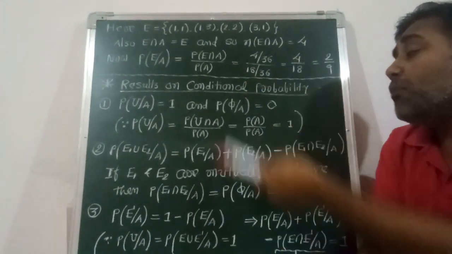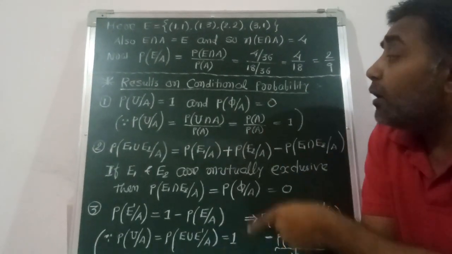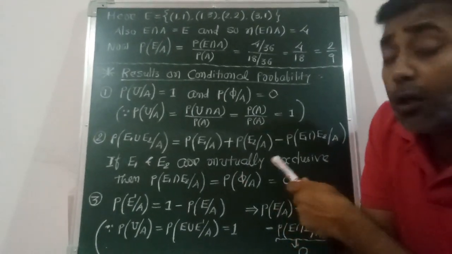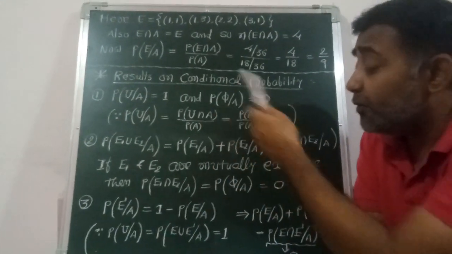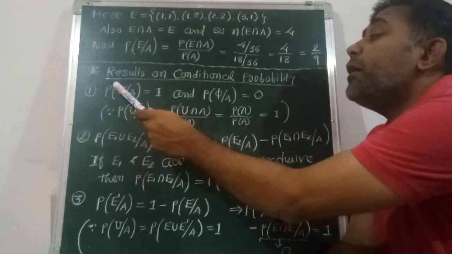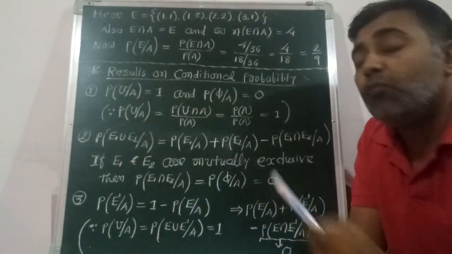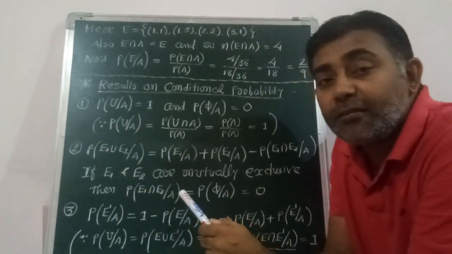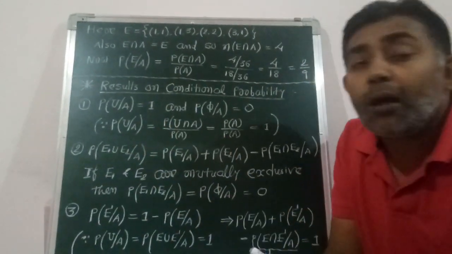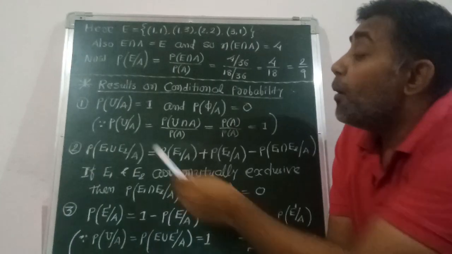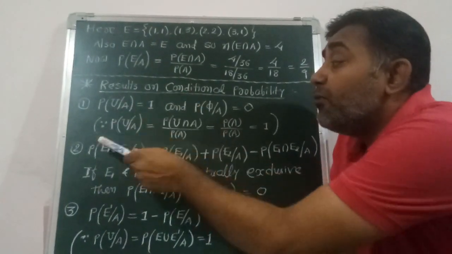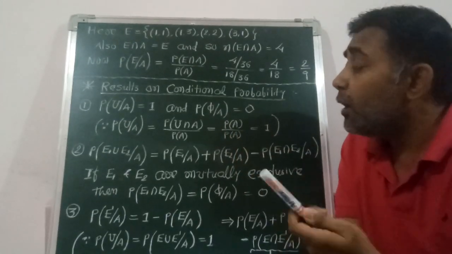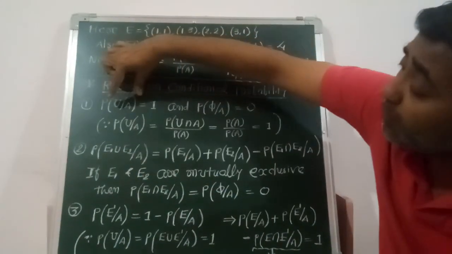Now there are 3 important results I mentioned here. Results on conditional probability. The first result: you may write it as a result because these are very important results. Probability of U where A is 1. U where A means probability of any sample space with respect to any event, any condition, is 1. It means probability of U is always 1 with any given condition. Similarly, probability of phi where A is 0.